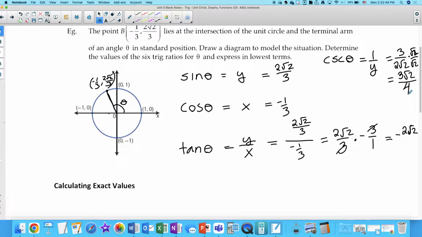Secant, reciprocal of cosine. This one's nice and easy. What's the reciprocal of that? Negative 3, yeah. Okay, so there's cosecant, secant. I'll do cotangent down here.